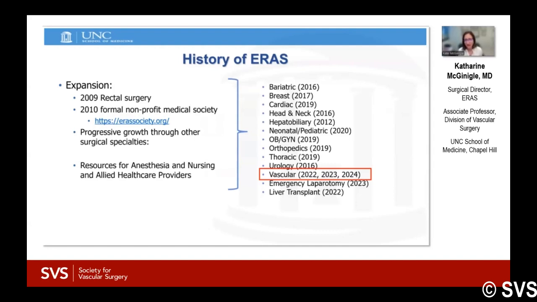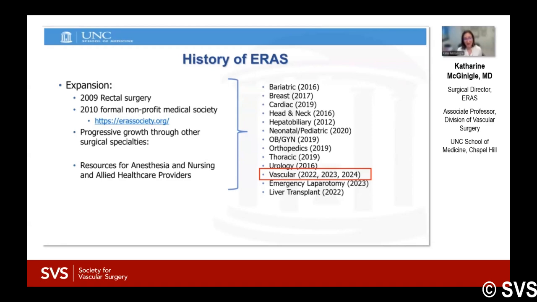And Vascular Surgery has published its guidelines over the last 3 years. The first was the open aortic guidelines in 2022, followed by lower extremity bypass guidelines in 23, and then this year, guidelines for major limb amputation.